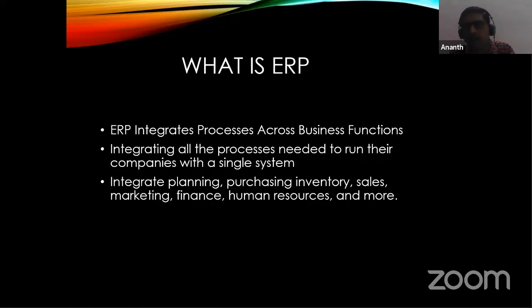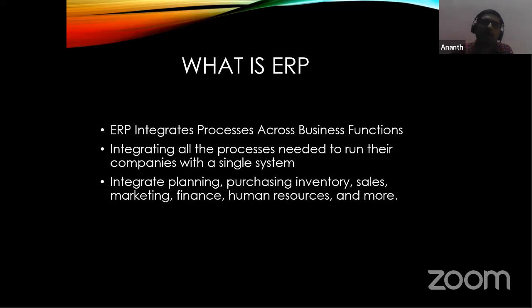Now, after knowing the functional areas, business functions and business processes, it's easy for us to understand what ERP is. So what does ERP do? It integrates processes across business functions. So the sales department, accounts department, purchasing department, we are integrating all this. The information flows end to end. That is nothing but an ERP: integrating all the processes needed to run a company within a single system. All these business functions can be on one system, let us say Oracle or SAP.